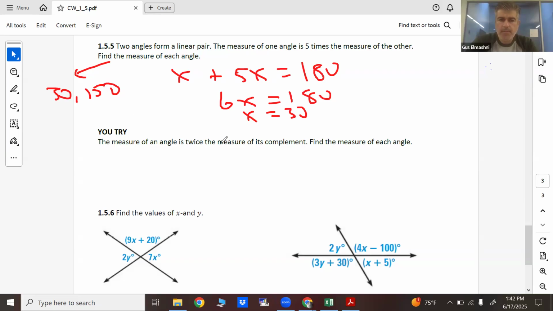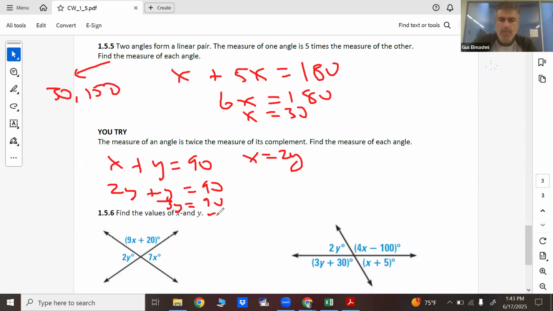So x plus y equals 90. And we'll say x is 2y. So it's pretty easy, right? 2y plus y equals 90. Y is 30, so we're good there. So the x is 60.